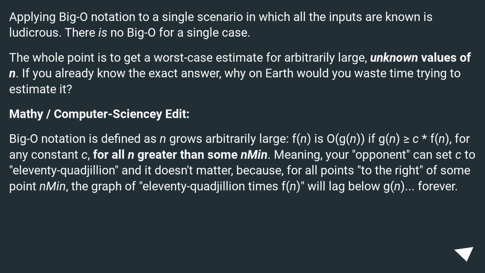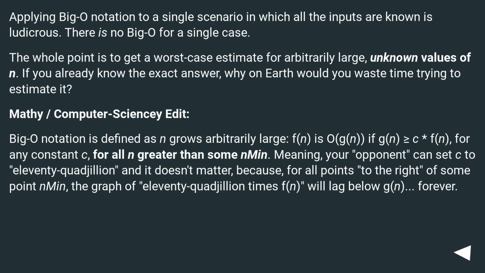Applying Big O notation to a single scenario in which all the inputs are known is ludicrous. There is no Big O for a single case. The whole point is to get a worst-case estimate for arbitrarily large, unknown values of n. If you already know the exact answer, why on earth would you waste time trying to estimate it?